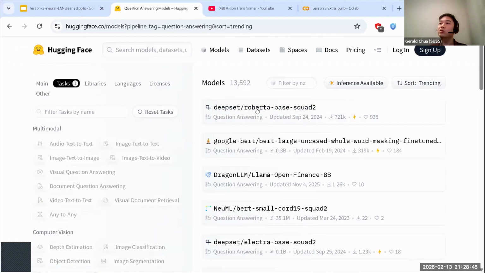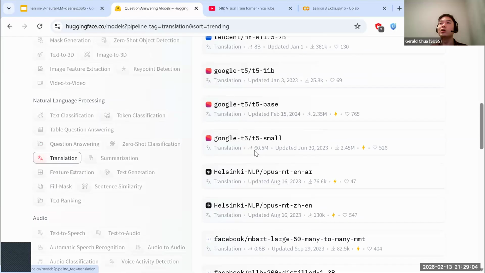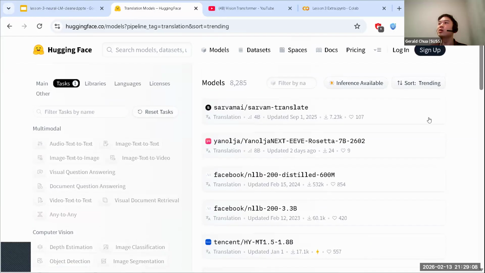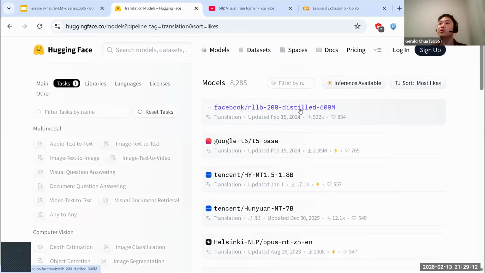I didn't know Roberta is still quite a popular model that's being used. Okay, maybe not. Let's see. It doesn't seem to have a specific chatbot feature and model anymore. But just to let you know, imagine I run a translation model. Good translation models are ranked by most likes, I guess. Most likes is the Facebook model. So for example, here is one developed in 2024.